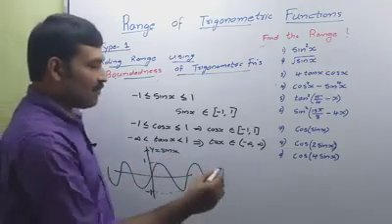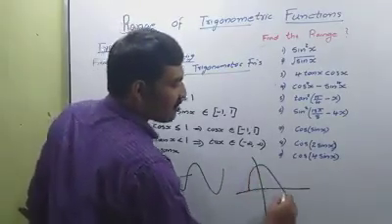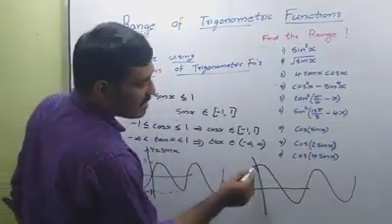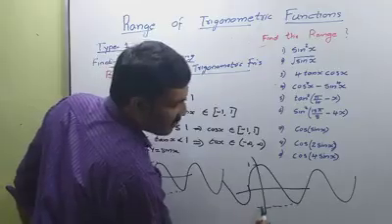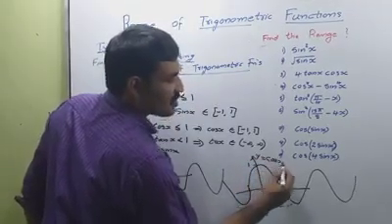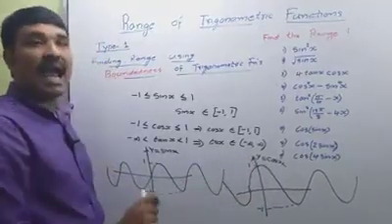In the case of the cosine function, we know the graph of the cosine function, and the maximum value is 1 and the minimum value is minus 1. This is y is equal to cos x. So the value of y is bounded between minus 1 and 1.